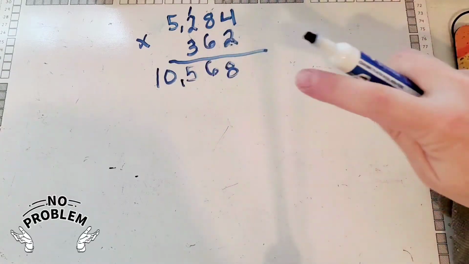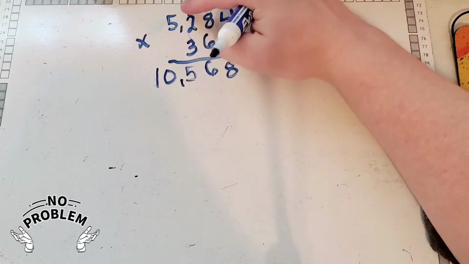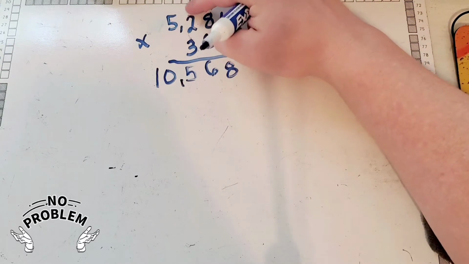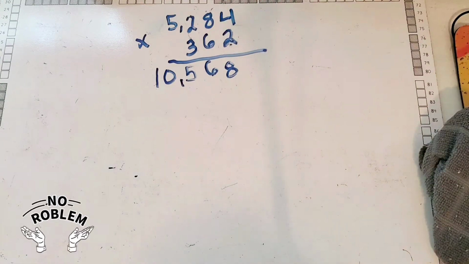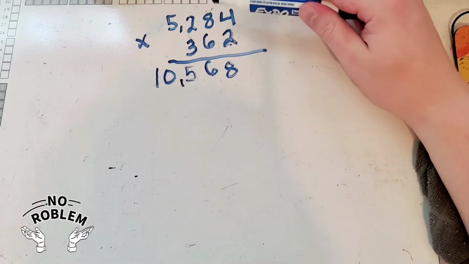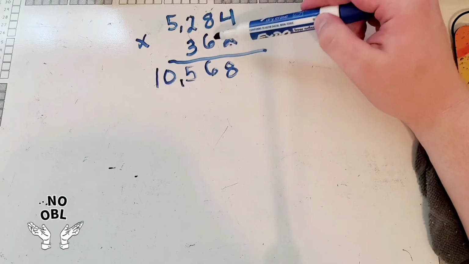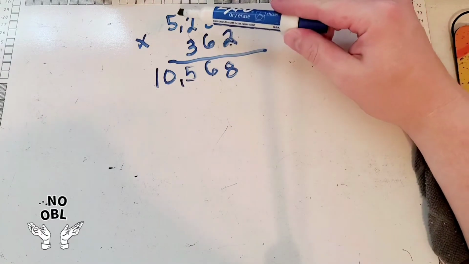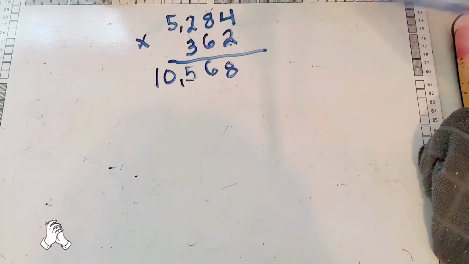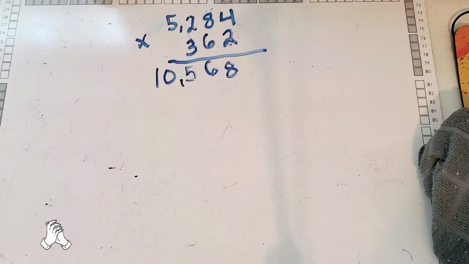Okay, so now like I said, I need to erase the numbers I added up here. Because when you think about this, you're really separating this problem into 3 different problems. You're doing 5,284 times 2, 5,284 times 60, and 5,284 times 3. You're really just breaking it down into separate multiplication problems.